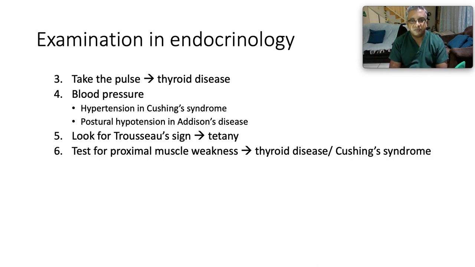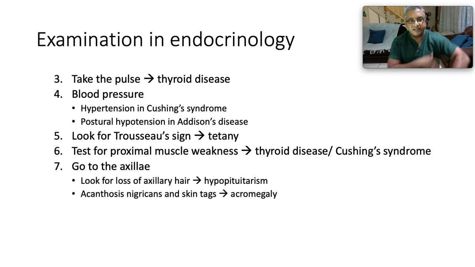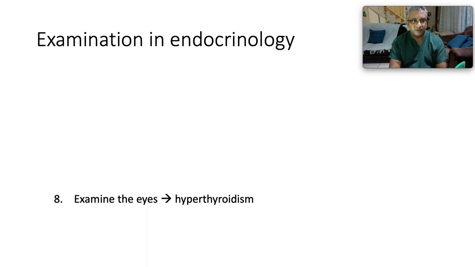Testing for proximal muscle weakness, right? So that speaks to thyroid disease and Cushing syndrome. Go to the axilla, look for a loss of axillary hair, which speaks to hypopituitarism. And any acanthosis nigricans and skin tags, which happen with acromegaly, which actually happen with insulin resistance. So any condition which gives you insulin resistance, especially diabetes mellitus, but also acromegaly, Cushing's, and so forth, right?